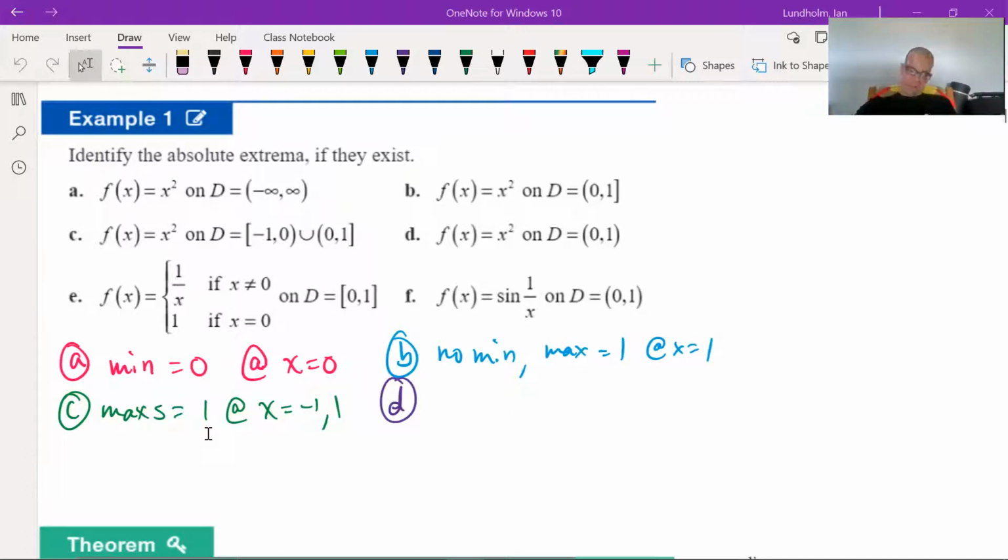Party. All right. Looking at f of x here, we're on the closed interval from 0 to 1. And this one's a little bit interesting. Maybe I'll do a little drawing up here. What color was I using? I was using orange. All right.